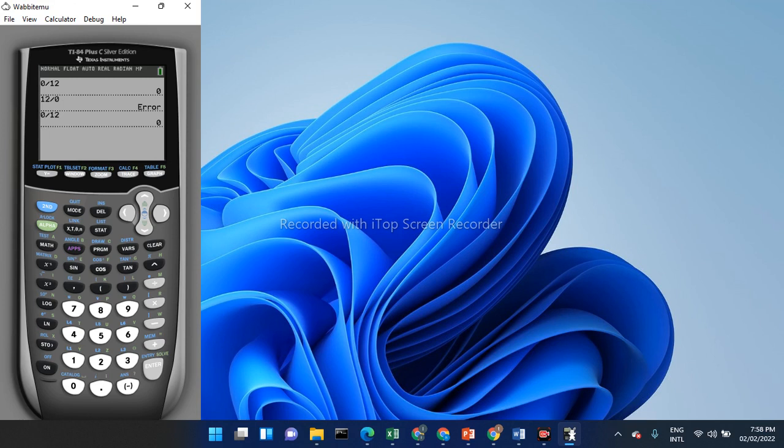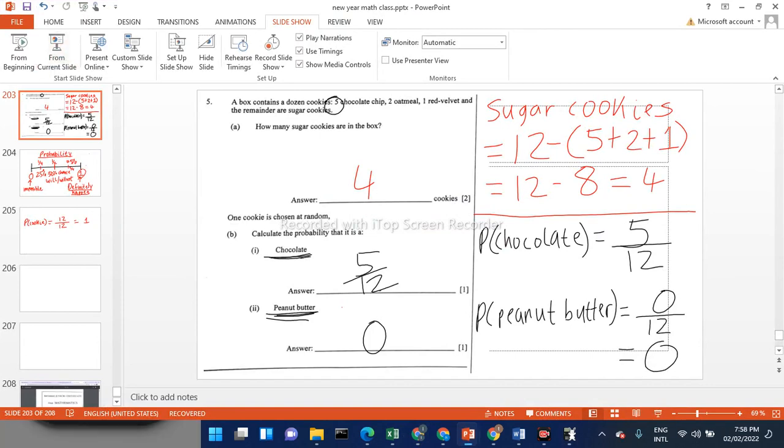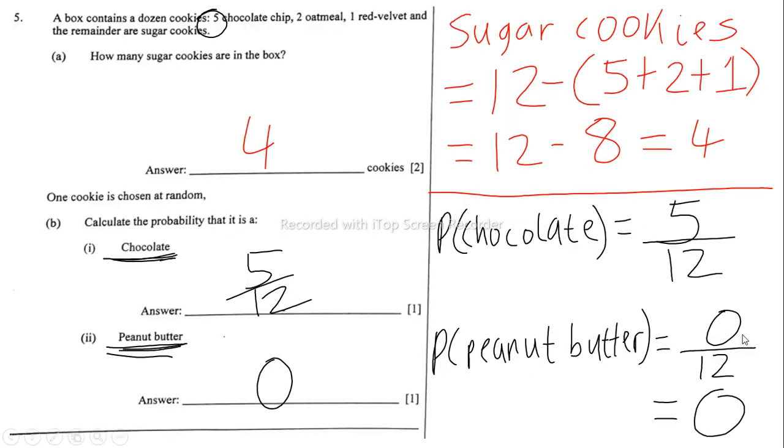So, Mr. Petit, if in the exam we just leave it as 0 over 12, would we be penalized? You always want to simplify it. So put equal to 0. That's why here, notice what I did. Follow my working. On the side, in the working, I have 0 over 12. And then in my answer, what did I put? It's 0. I put 0. Okay, so make sure to do that.